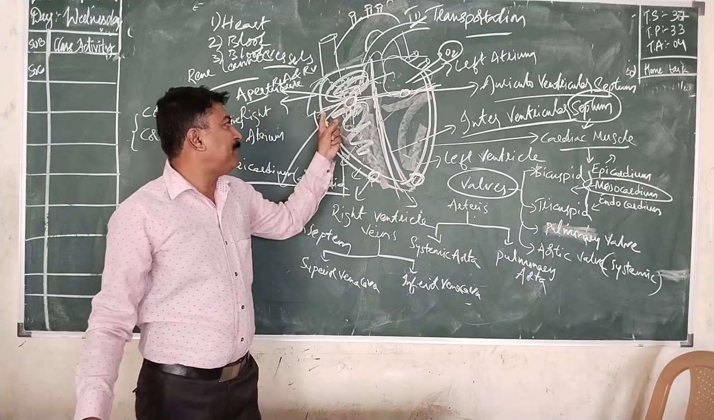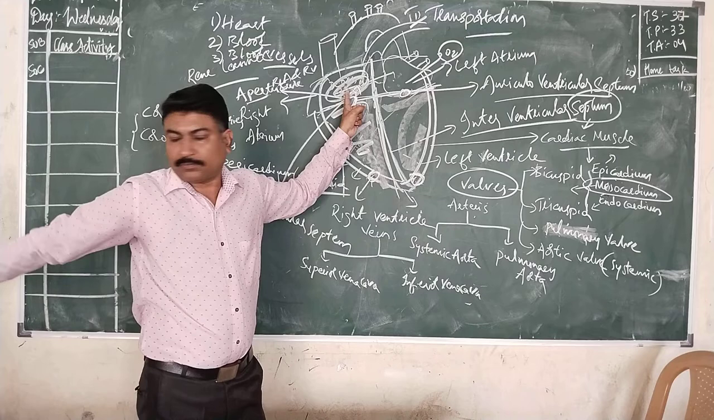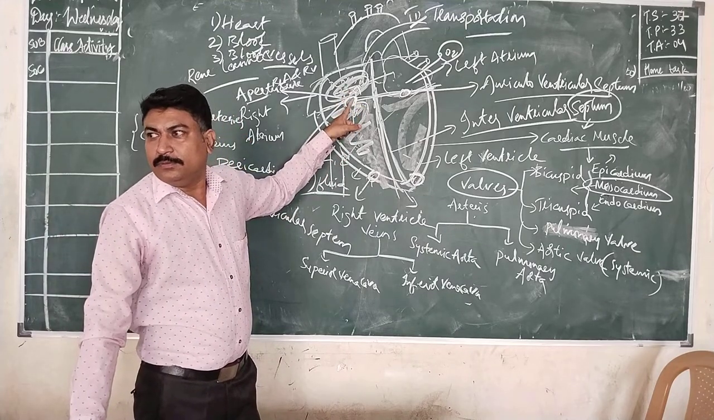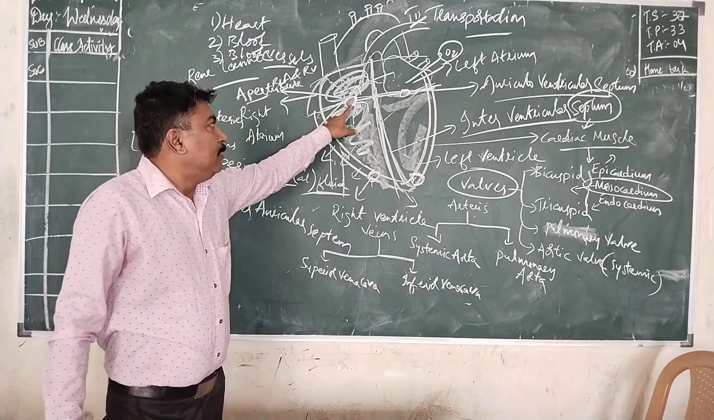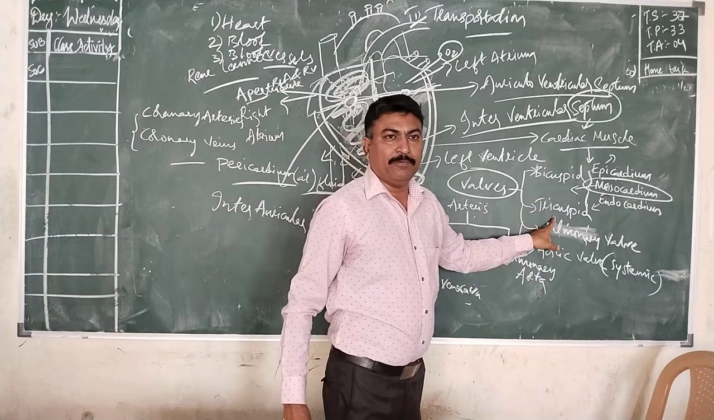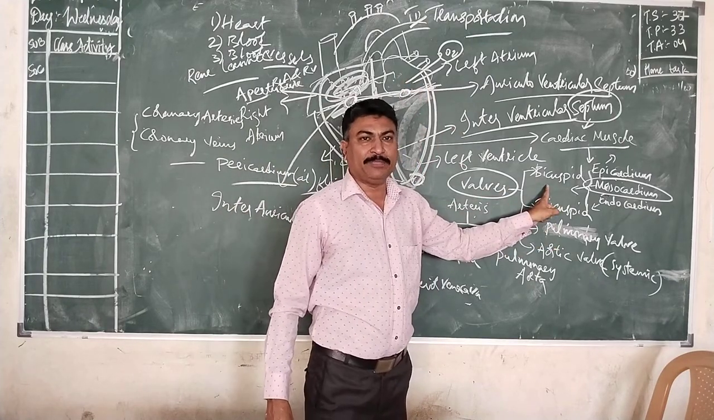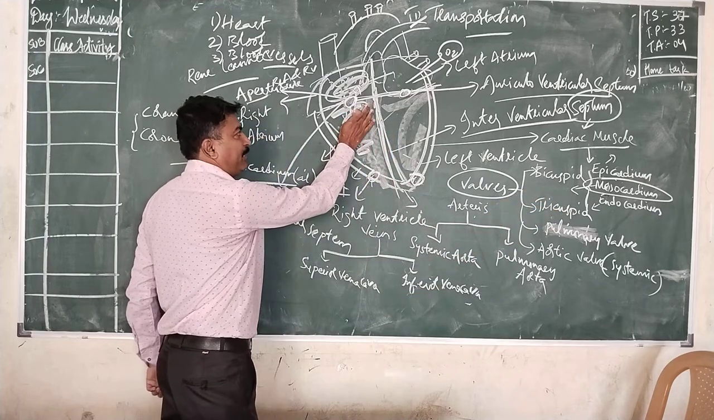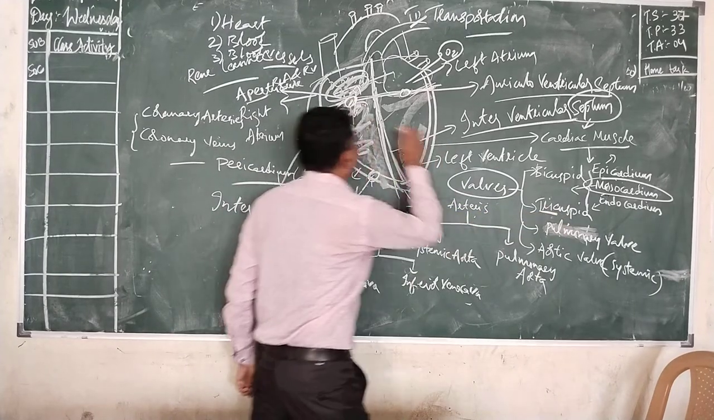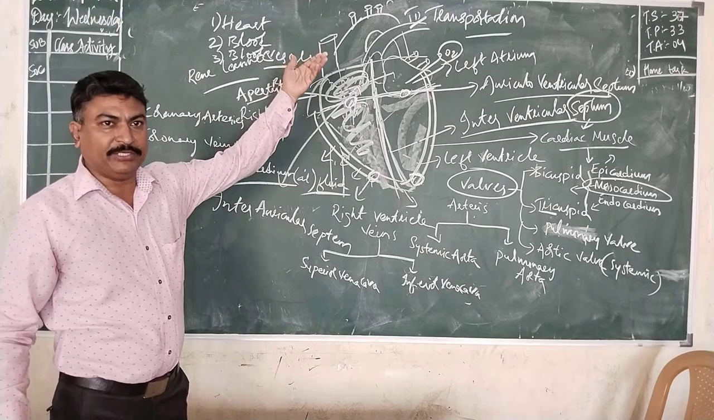The tricuspid valve is the one present on the right side of the heart. The right auriculoventricular aperture will be protected by the tricuspid valve. The left auriculoventricular aperture will be protected by the bicuspid valve. As soon as the blood is filled in the right ventricle, this tricuspid valve, present between the right auricle and ventricle, will not allow the blood to flow in reverse direction.